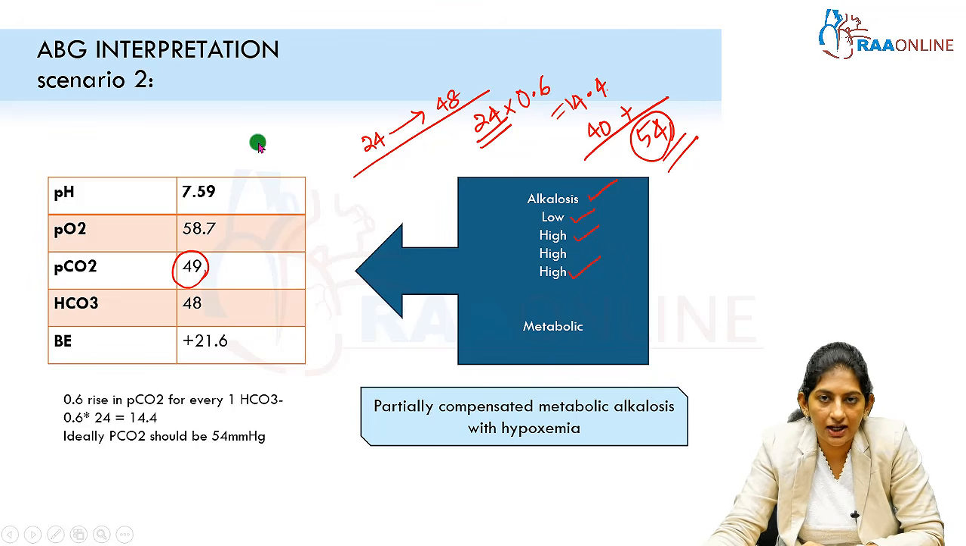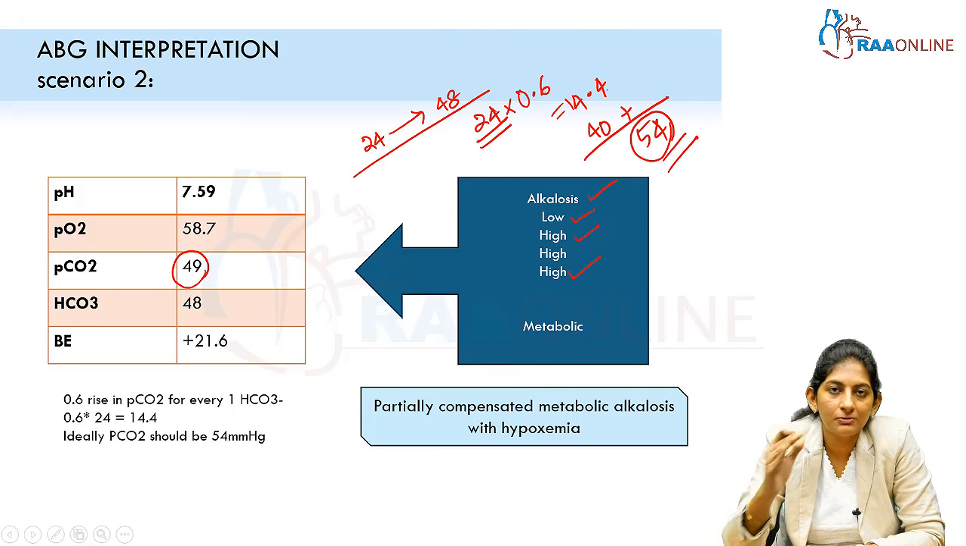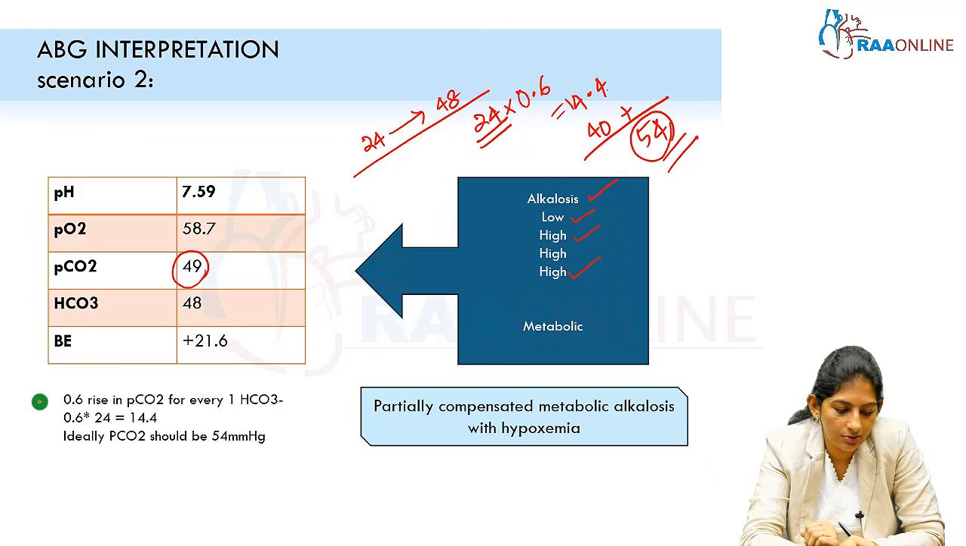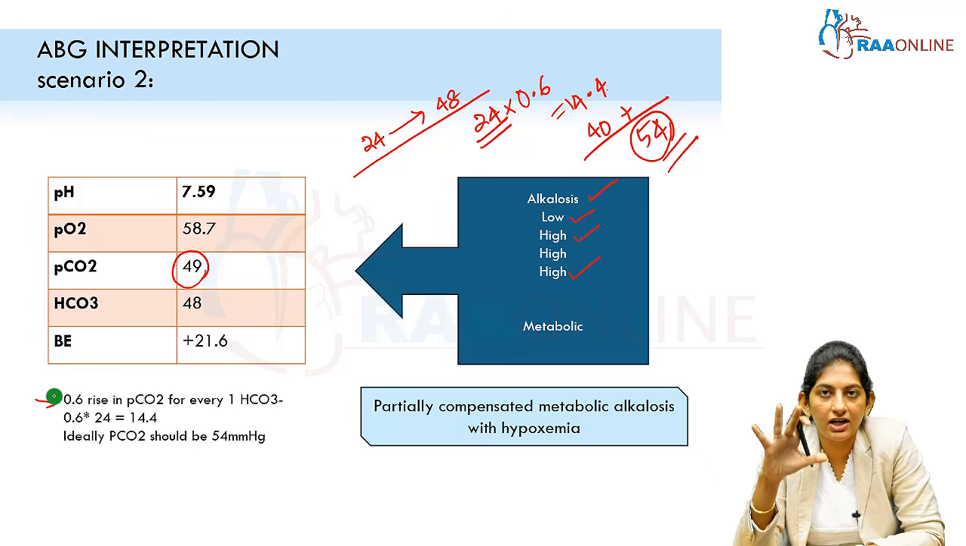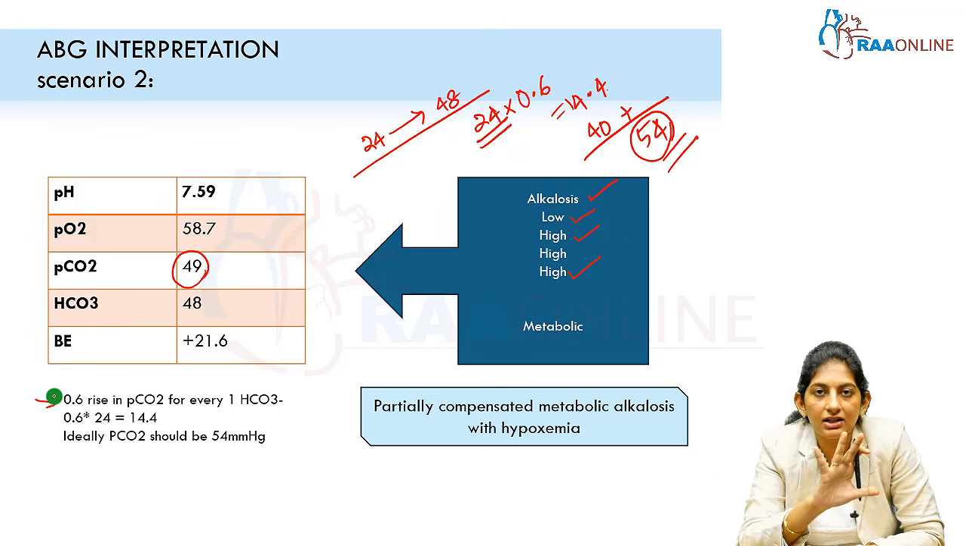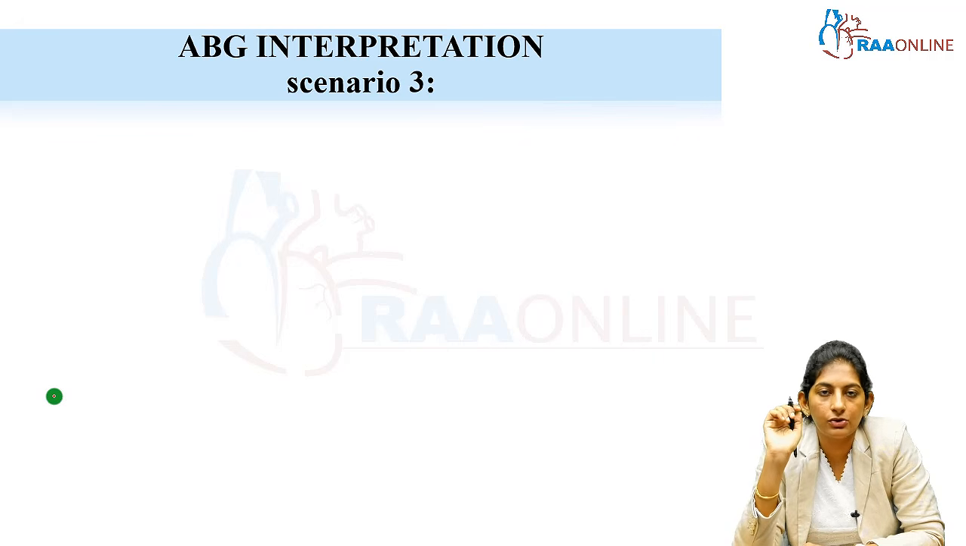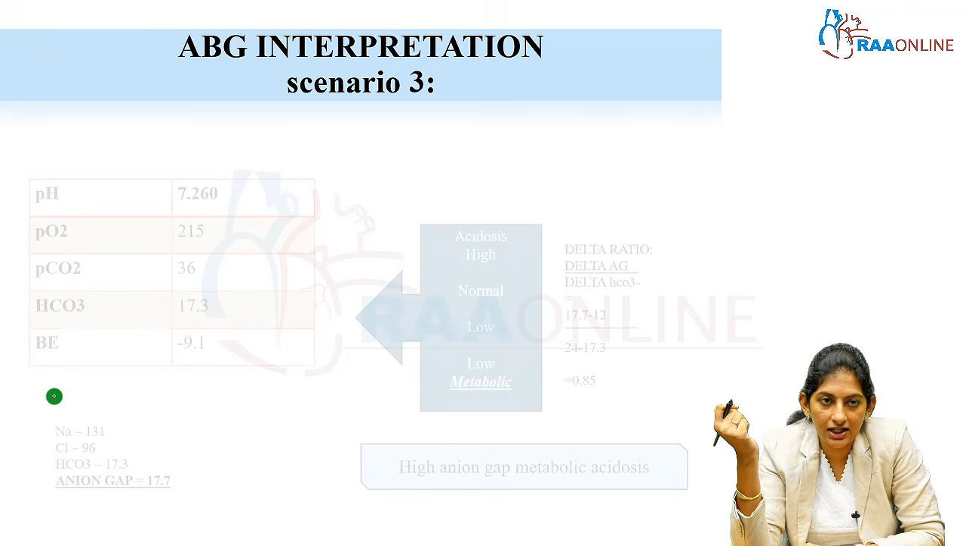Okay. So this calculation you can do and you can tell if it is compensated or not. The patient is trying to compensate but the complete compensation has not reached. So for 1 rise in bicarbonate, there should be 0.6 rise in PCO2. So that is the formula that we saw. We have applied that formula and we have come to a conclusion that the compensation has happened but it is not completed. So a partially compensated metabolic alkalosis. Okay. So next we'll move on to the scenario 3.